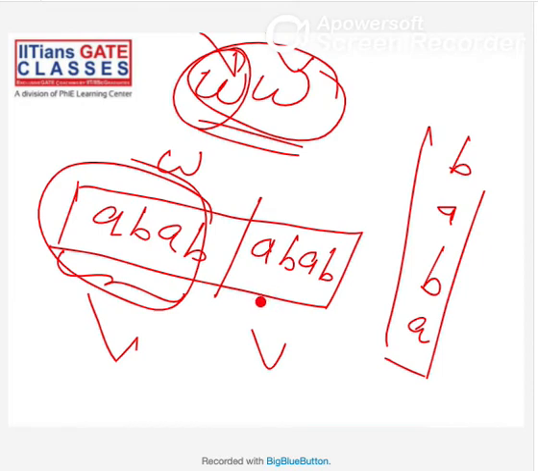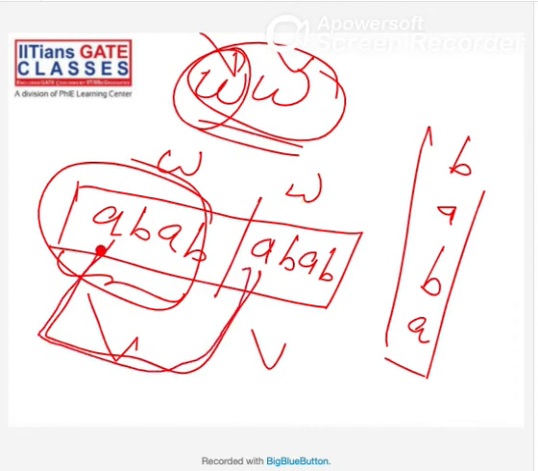But now once you go to the second half, there is a problem. What is that problem? This A actually should be compared with this A, because this is WW. This is not WWR. This is WW. So actually this A should be compared with this A. But on top of the stack we have B. And the stack data structure has this property that you can only see the top of the stack. You cannot see this. You can only see this.